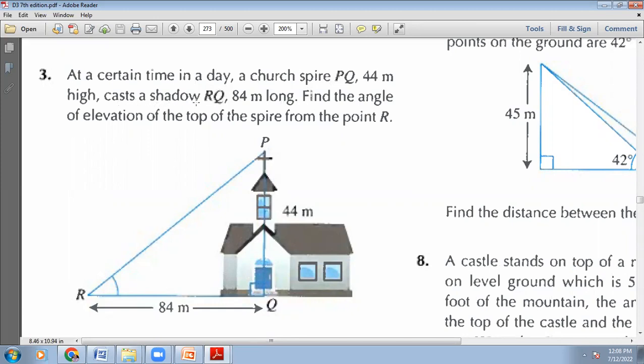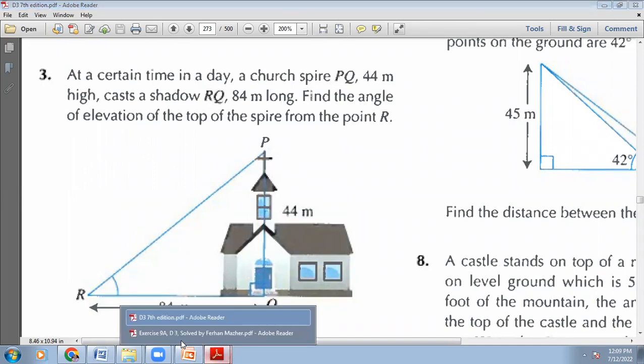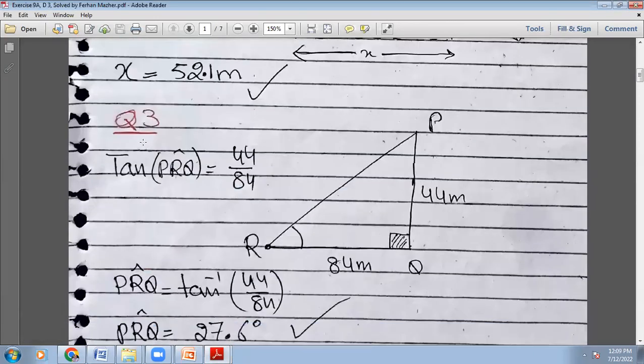Casts a shadow RQ 84 meters long. Find the angle of elevation of the top of the spire from the point R. We want to find out this angle. So it's very simple. If you look at this, it's a right angle triangle.